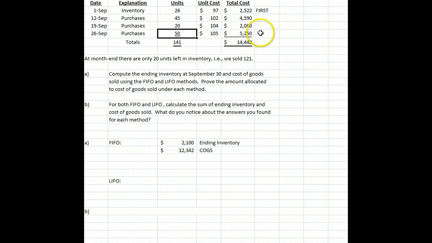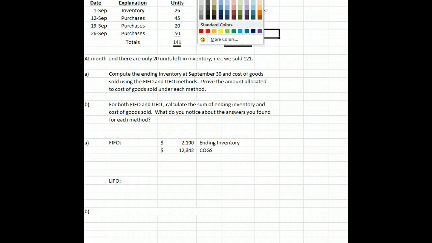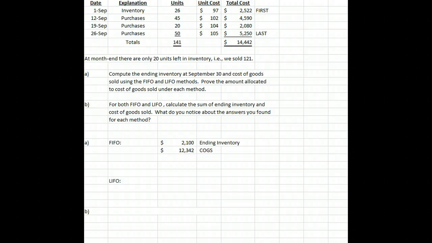LIFO assumes last in, first out. So it assumes the last units we bought were the first units we sold. And since this is an era of rising prices, look how the unit costs go from 97 to 105. So that means we're going to assume that we sold higher price goods, which is going to give us a lower ending inventory and a higher cost of goods sold. Remember, LIFO means less taxes because you have a higher cost of goods sold.